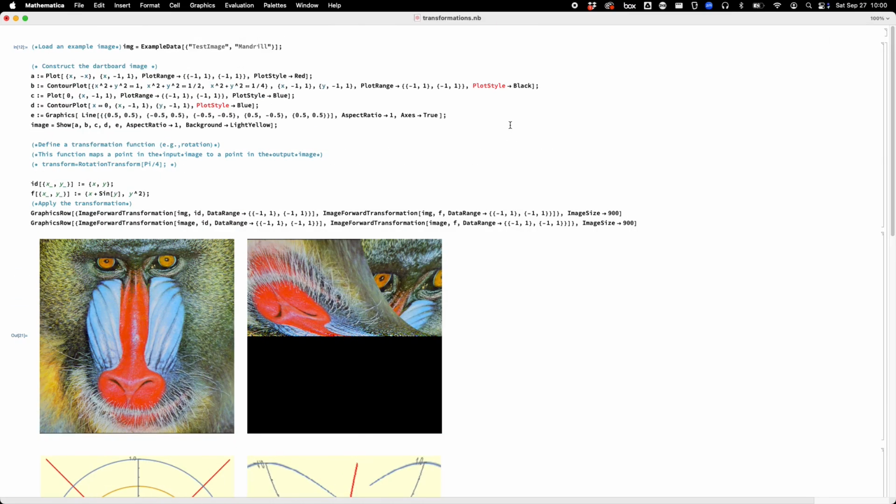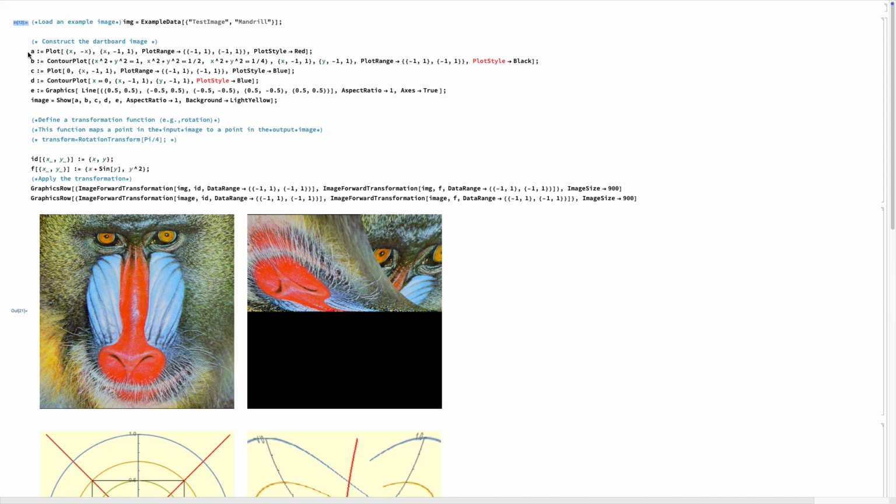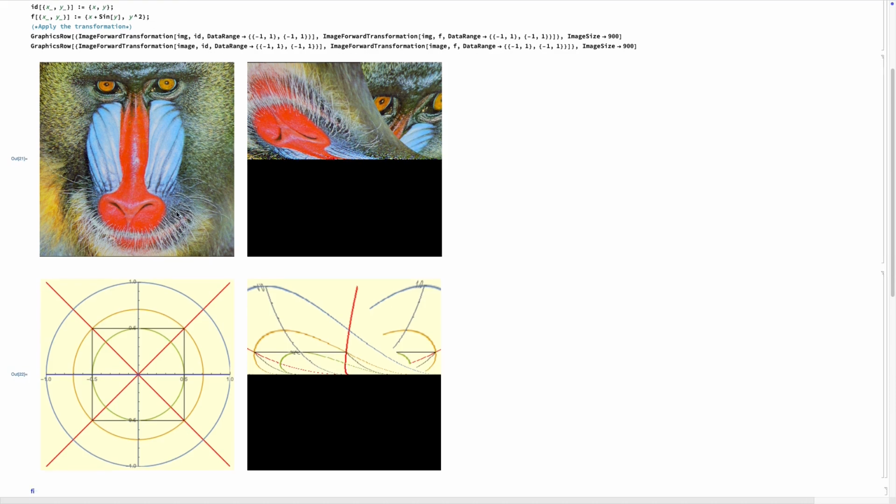Okay, here's my Mathematica worksheet. I have loaded some things, and I've constructed a dartboard image that we're going to use as our starting image. So on the left here I have this face of a mandrill. That's the image we're going to apply our transformation, or our map, to. And down here I have this sort of dartboard picture that we're going to apply the map to.